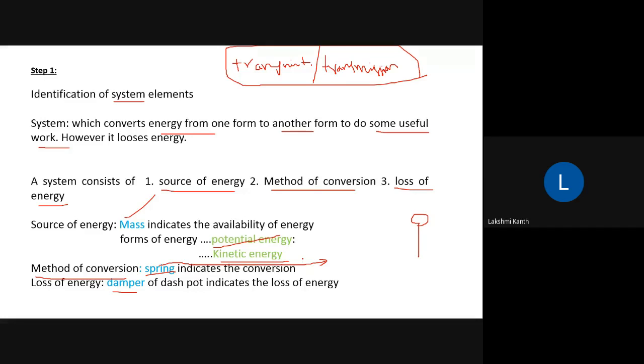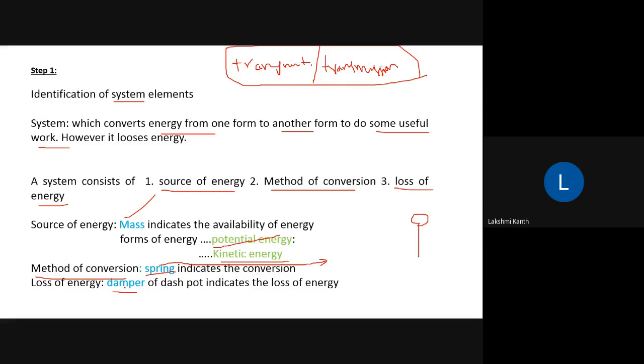If you take toys, you turn the key, and based on that the spring attains energy in the potential form, and again this potential energy is converted into kinetic energy. So in these applications, the spring always converts one form of energy into another. In science also, there are two energies, the potential energy and the kinetic energy. So a spring indicates the conversion of energy.